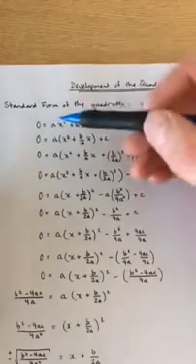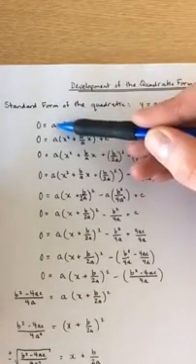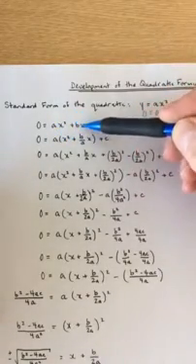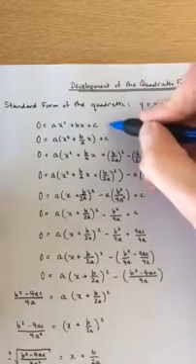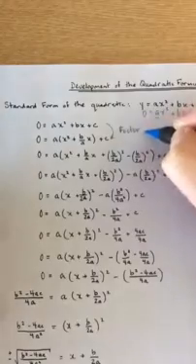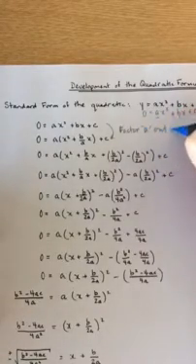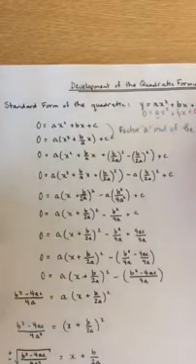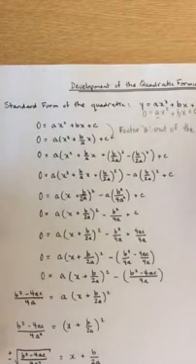But we know step 1 would be to factor the a out of the x squared and the bx term. Okay, so that's step 1. So that's what's happening from here to here. We're factoring a out of the x squared and x terms.